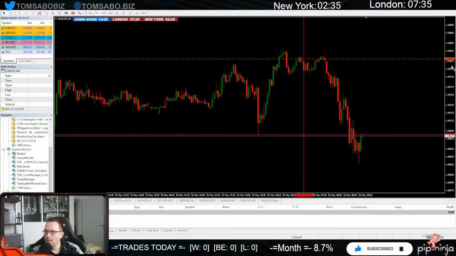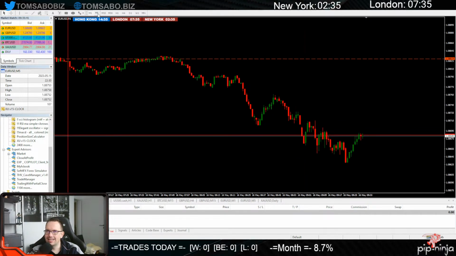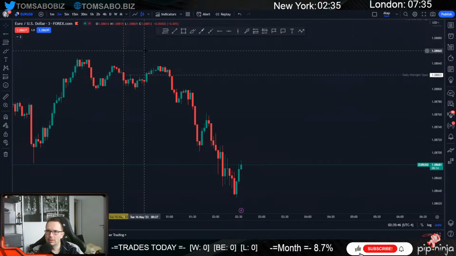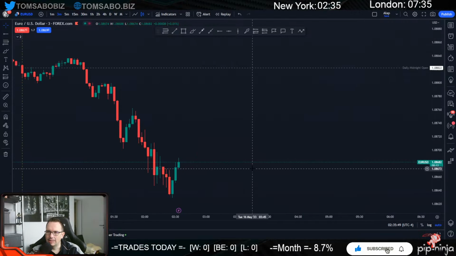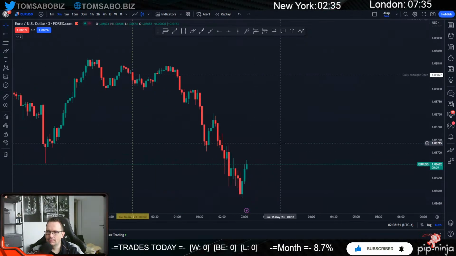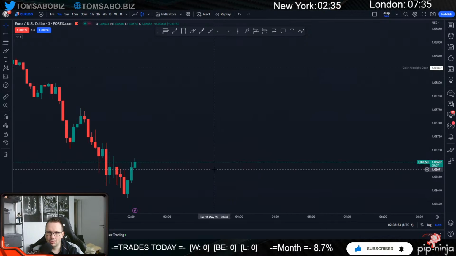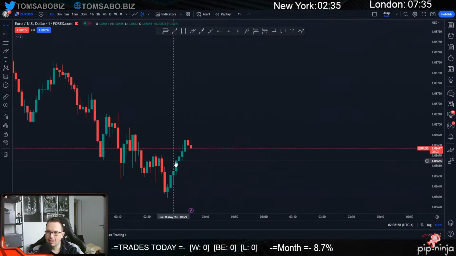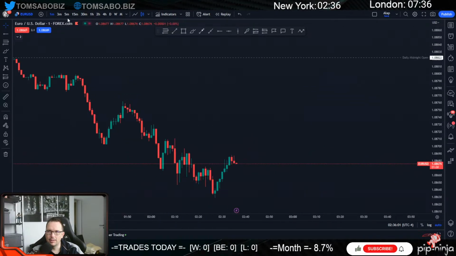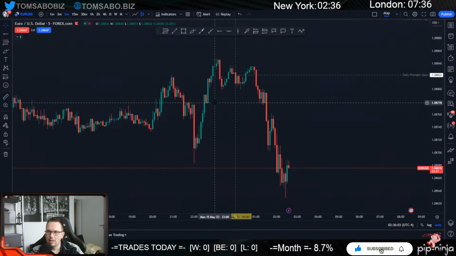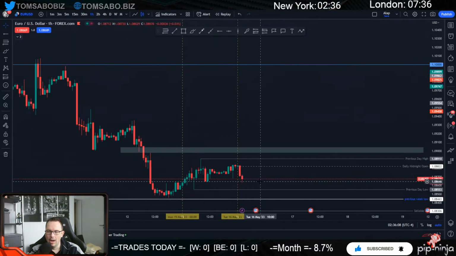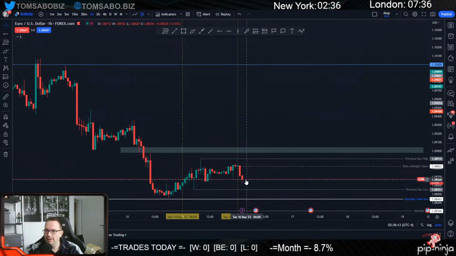Okay. Nothing. The 5 minute is not clear. Even if I check the 3 minute on the euro, I don't like it. It's not a clear structure break. 1 minute, I don't like this. There's no clear displacement. So yeah, so far nothing.